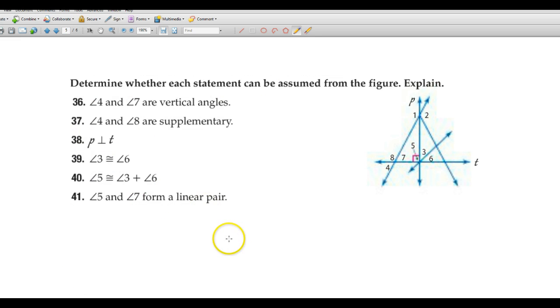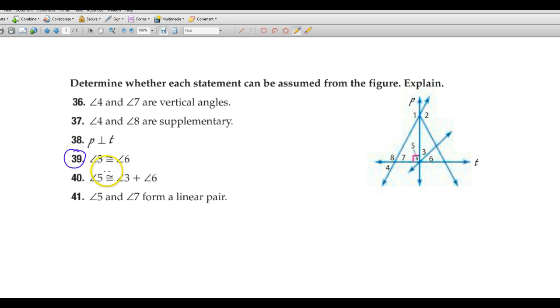Determine whether each statement can be assumed from the figure. Explain. So number 37, 4 and 8 are supplementary. So can we assume that 4 and 8 are supplementary? Well, in our diagram it gives us a straight line, which is always 180 degrees, and 4 and 8 are adjacent angles along that straight line, which we call a linear pair, and linear pairs are always supplementary. So can we assume that 4 and 8 are supplementary? Yes, by the fact that 4 and 8 form a linear pair.